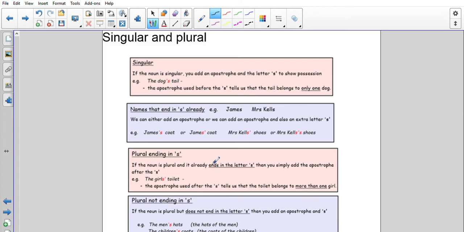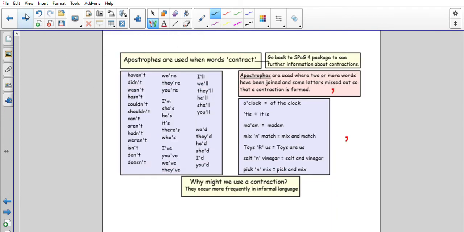If it said girl's like this, so for example the girl's bag, the bag belongs to one girl. If it said girls' like this, it's more than one. Okay, and if the plural doesn't end in S, you just add apostrophe S. So like on the previous slide, the children's and the men's, apostrophe S.